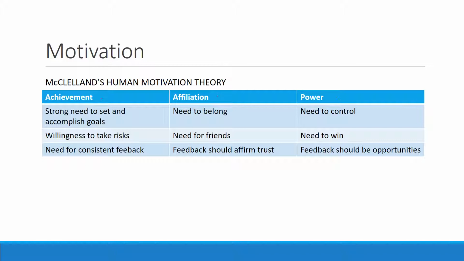Okay, and there's feedback required in each of these domains. You need to provide feedback that allows the employee to know if they are accomplishing those goals, that they do belong, and are there more opportunities for them to gain more control. And in McClelland's motivational theory, the job of the manager is to provide that feedback in each of these 3 domains in order to keep the employee motivated and continually improving in the institution.